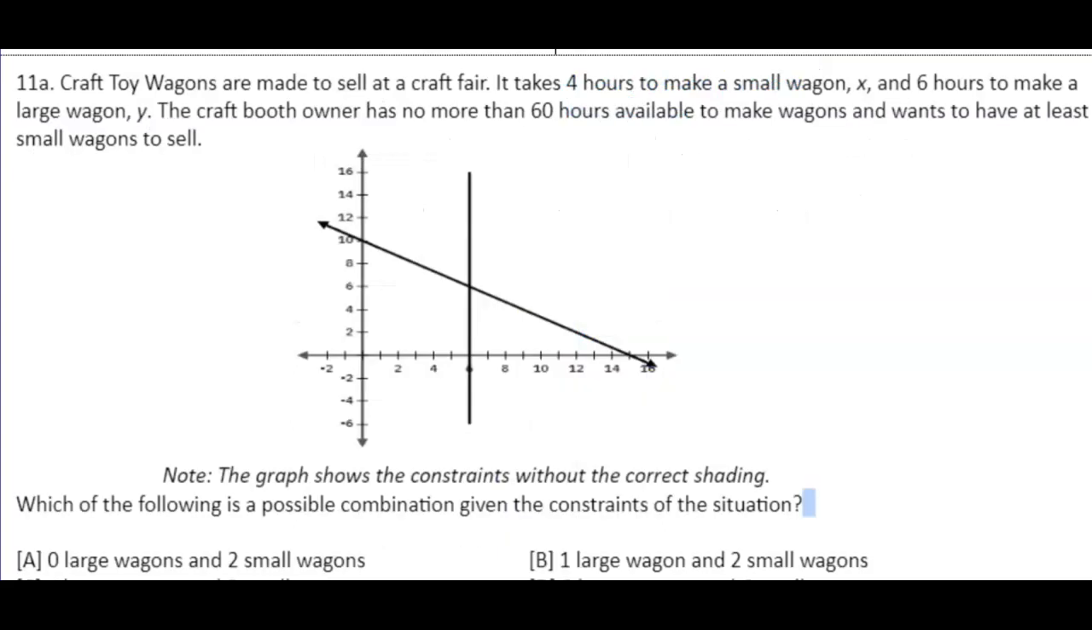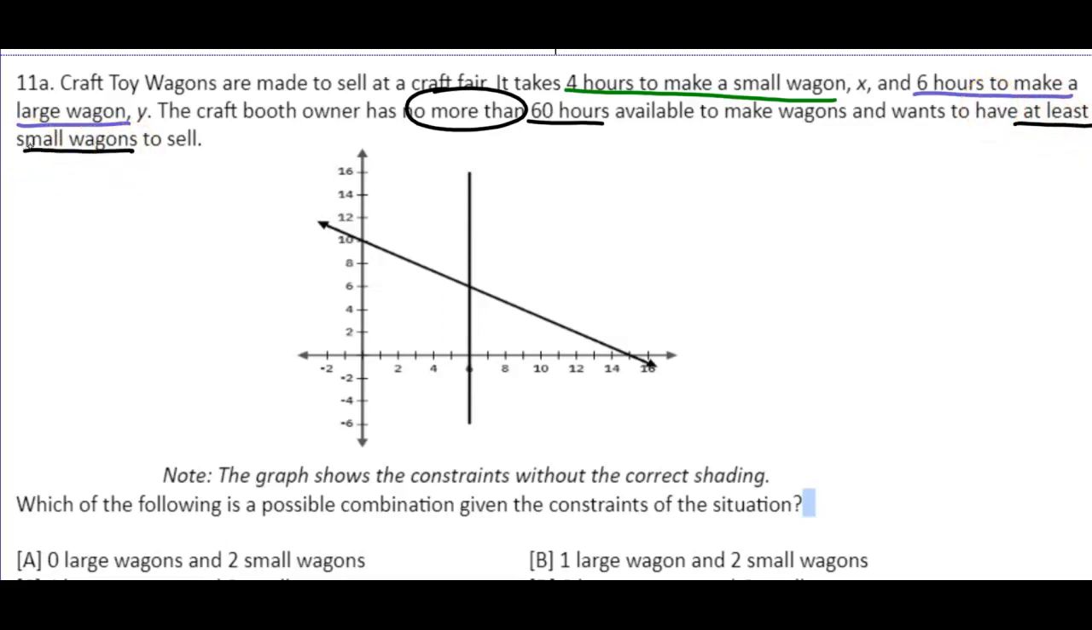All right, here we're looking at systems of inequalities. Craft toy wagons are made to sell at a craft fair. It takes 4 hours to make small wagons. It takes 6 hours to make large wagons, which we're calling Y. Small wagons are X, large wagons are Y. The craft booth owner has no more than, this is really important, no more than 60 hours available to make them. And also important, we want to have at least 6 small wagons.